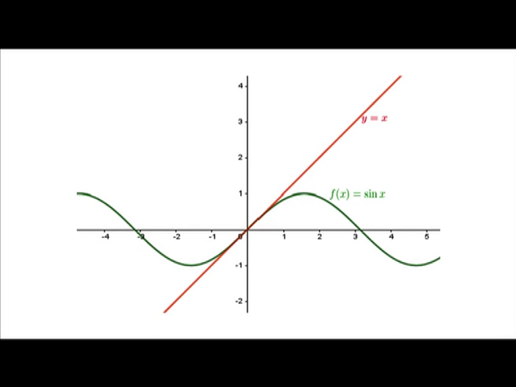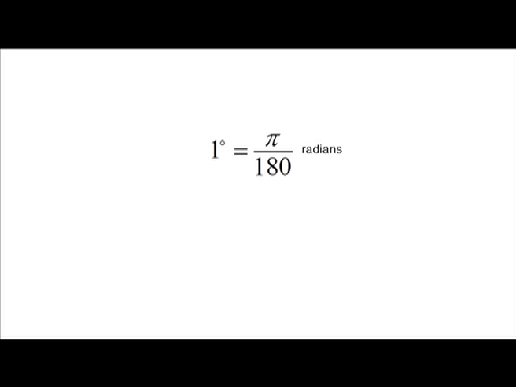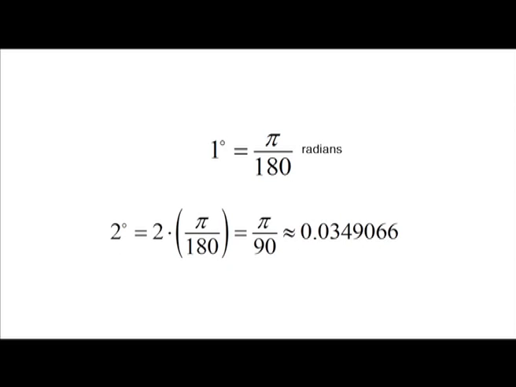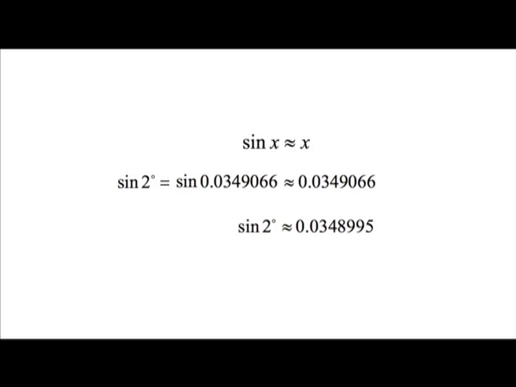We bring the attention of the learner that in the approximation sin x approximately equal to x, the variable x is in radian measure. So, we must first convert 2 degrees to radians before we apply this approximation. Since 1 degree is equal to pi by 180 radians, we have that 2 degrees is equal to 2 times pi by 180, which is equal to pi by 90, which is approximately equal to 0.0349066.